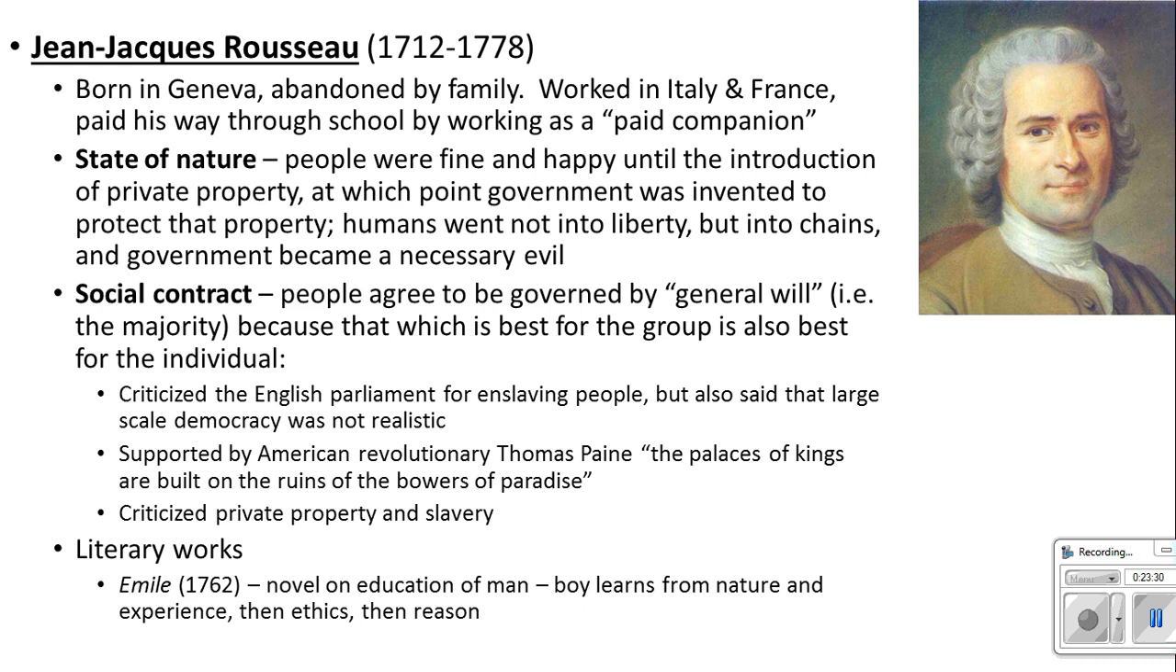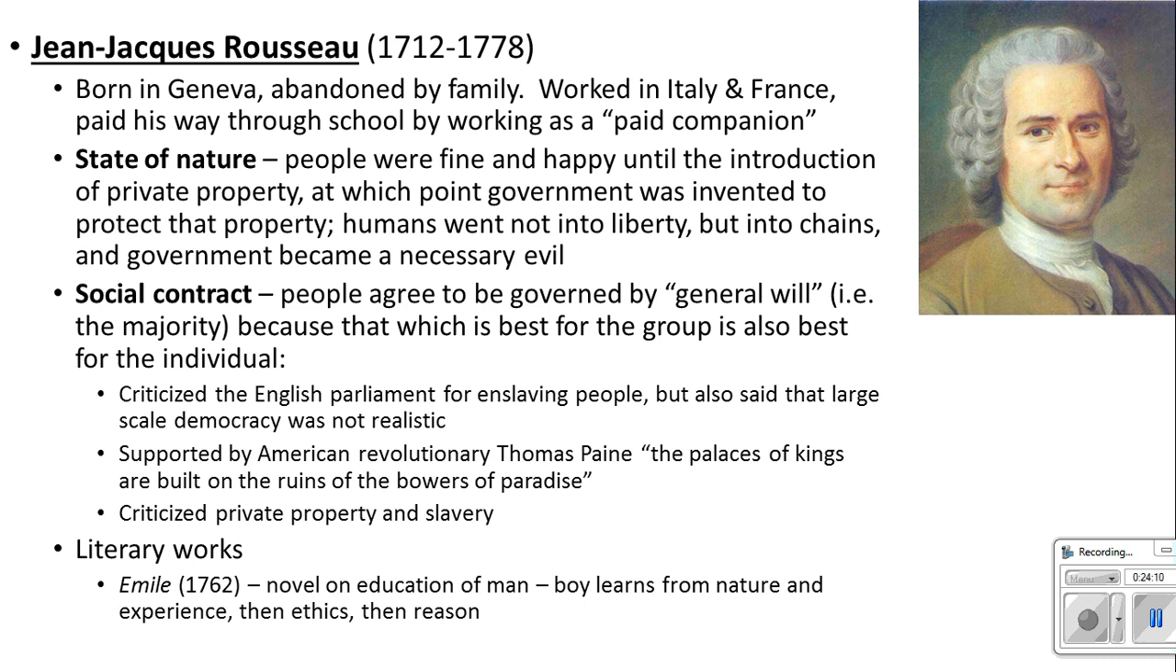Rousseau also famously criticized the English Parliament for enslaving people and saying, like, you talk about how you represent the commons, but you really don't, because you're all just a bunch of landholders. He is also really, really favored by some of the American revolutionaries, like Thomas Paine, for example, who famously said, "The palaces of kings are built on the ruins of the bowers of paradise." That is to say that this idyllic sort of Eden that Rousseau believes that we lived in was sort of plowed over to put down the palaces that these kings would then use to exploit and enslave the population.